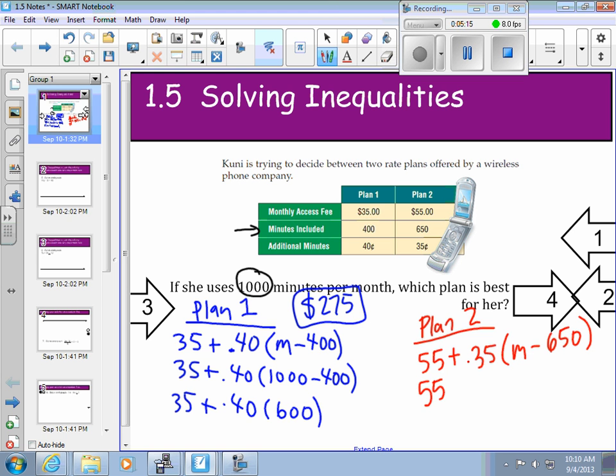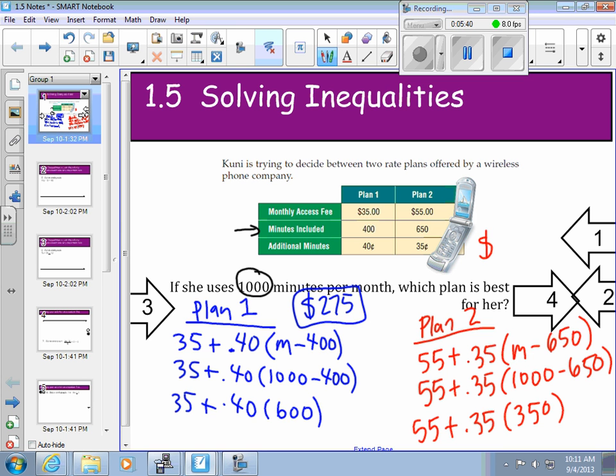Again, if we substitute 1,000 in for M, that leaves us with 350 additional minutes we're going to need, times the 35 cents. So multiply those together, add it to the $55 we have to pay, and that'll tell us the price for plan 2. And if you do that, it comes out to be a total of $177.50. So which plan is better here?